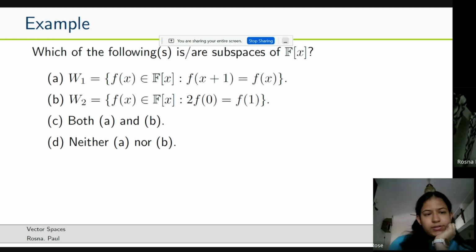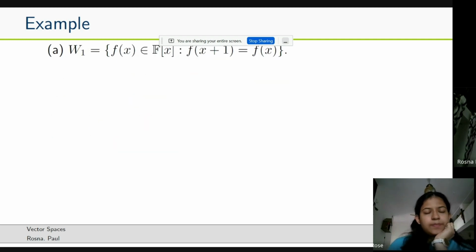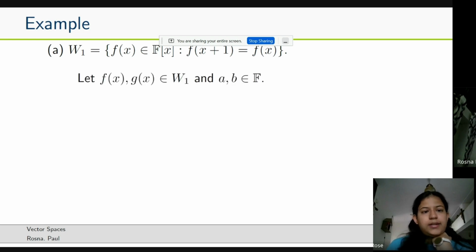Maybe I will start with W1. If you are confused with the next one, you can try the same method. Okay, let's take the first vector space. You are taking the collection of functions such that f of x plus 1 equals f of x. Here, if you take two elements from W1, I call them f of x and g of x, and I take two scalars from our field F.